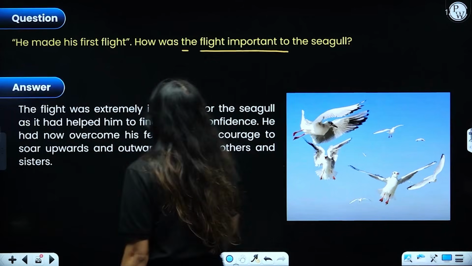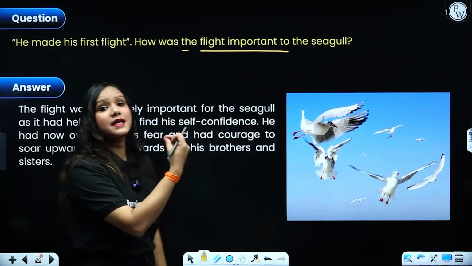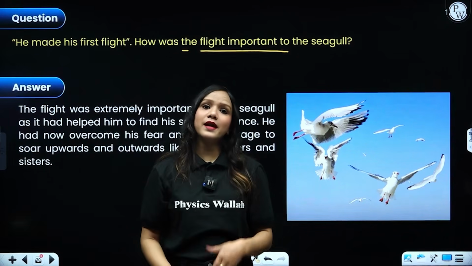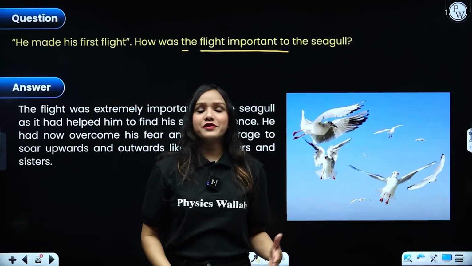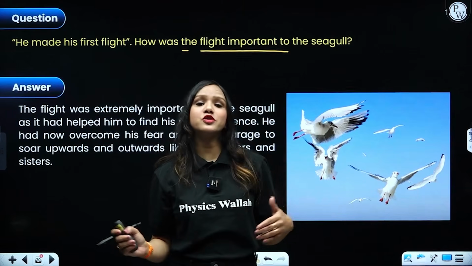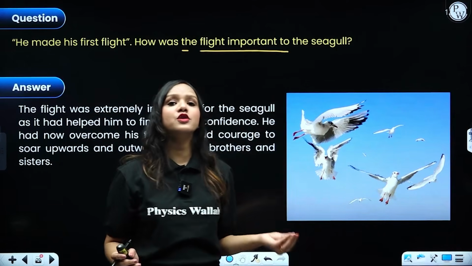Exactly, it was important. The flight was extremely important for the seagull because it helped him find his self-confidence, which had earlier vanished, right? He was so underconfident. He was so afraid. He was so scared. He had that feeling of self-doubt because every time he was about to take his flight, he was making attempts in flying. So he thought that his wings would not support him.